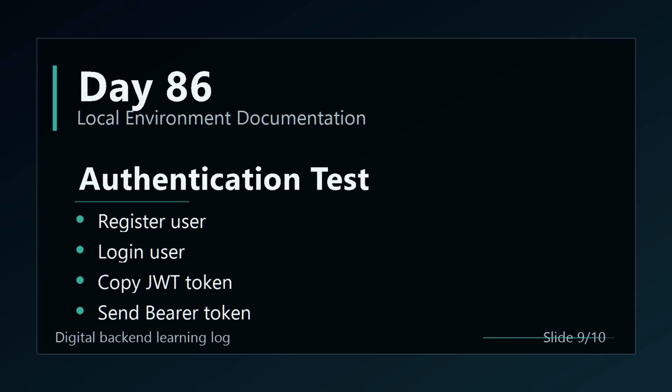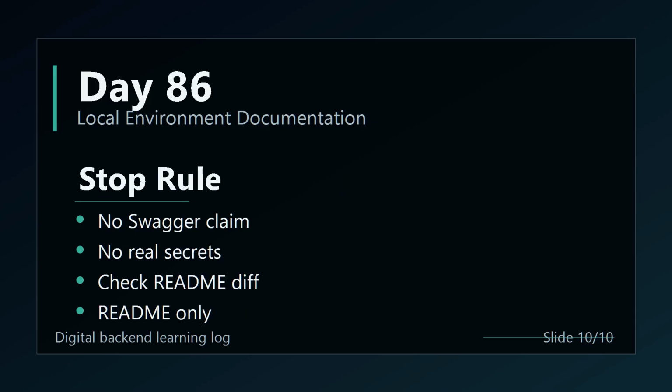Register a user, log in to get a JWT token, then call protected task endpoints with a bearer token from PowerShell. Stop after the README is accurate. Do not claim Swagger has an Authorize button yet, do not include real secrets, check the README diff, and keep Day 86 limited to documentation.